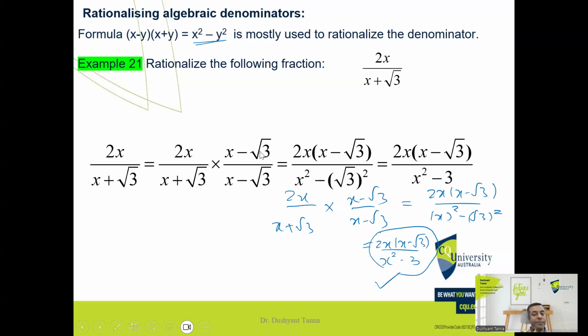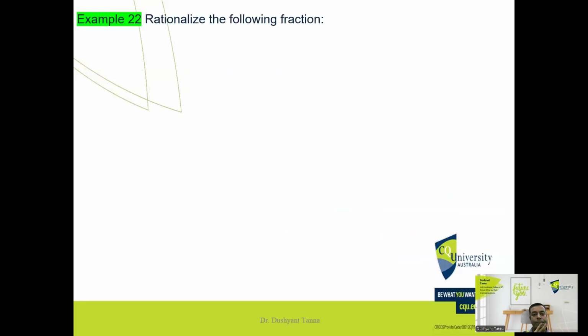You multiply with the reverse sign of the denominator, the opposite sign of the denominator. Don't worry about the numerator; the denominator is a square minus b square, that is x square minus 3. The root is gone. The fraction is rationalized. Okay, try that one, please.